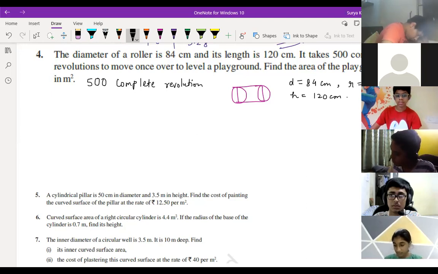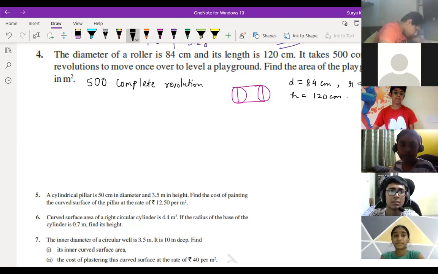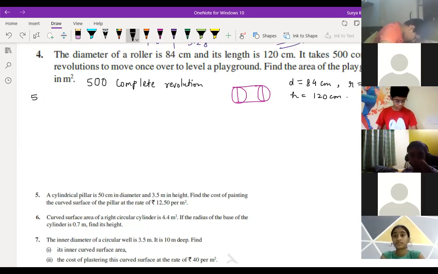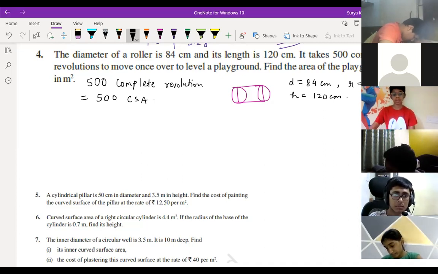Correct. If one revolution happens, it means what? One complete revolution is nothing but one CSA, the curved surface area, of one revolution. So I'm writing here, 500 complete revolutions is equal to 500 CSA. Is it clear, children? 500 complete revolutions means 500 CSA, 500 times moved. So here they're asking to find the area of the playground.